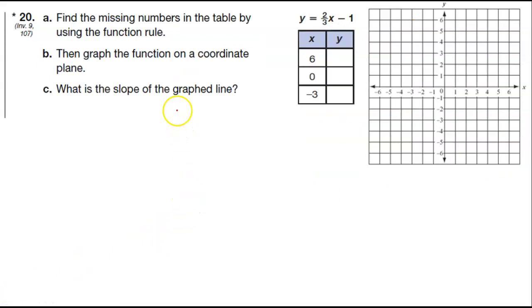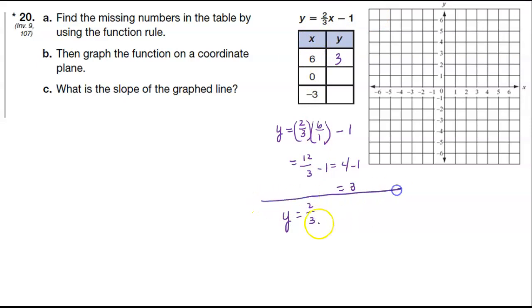All right, number 20. Find the missing numbers in the table by using the function rule. Let's change colors here. The function rule is y is equal to 2/3 x minus 1. So I'm going to start plugging stuff in. For example, they have 6. So if I have 2/3 times 6 over 1, because I'm substituting for x, that gives me 12 over 3 minus 1, which is 4 minus 1, which is 3. If I plug 0 in, y is equal to 2/3 times 0 minus 1. I end up with minus 1.